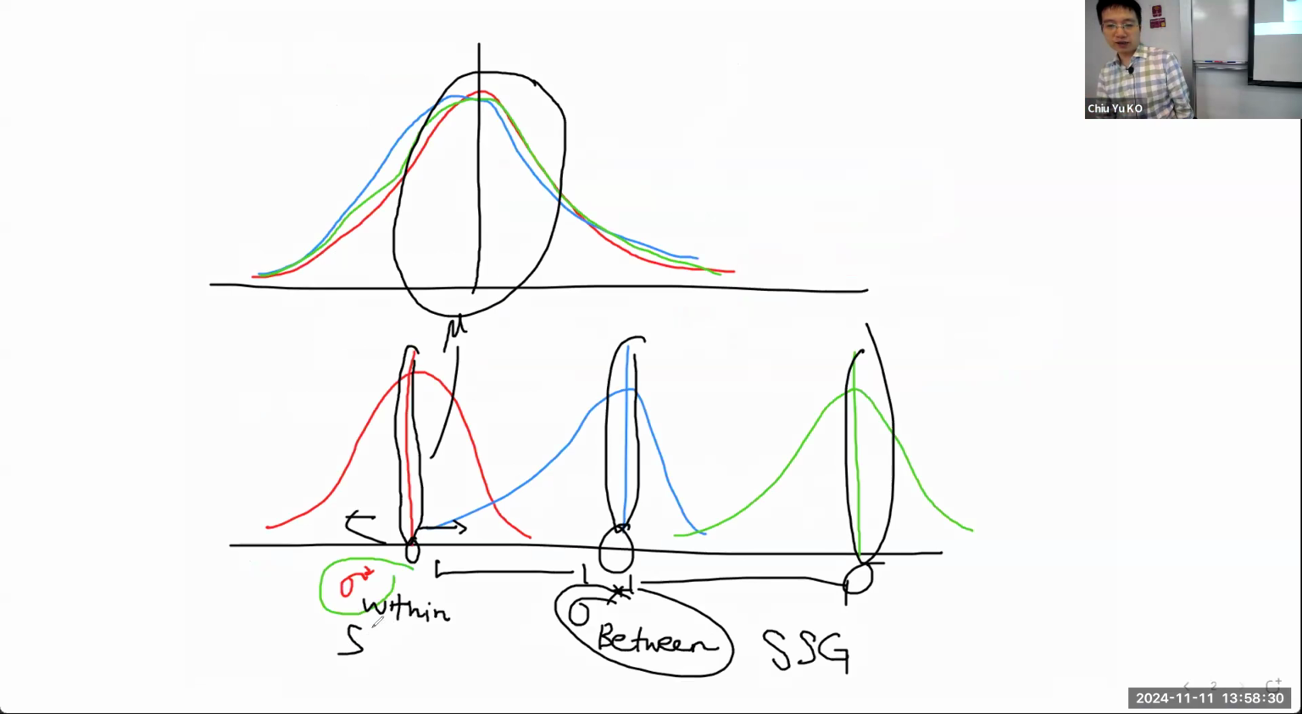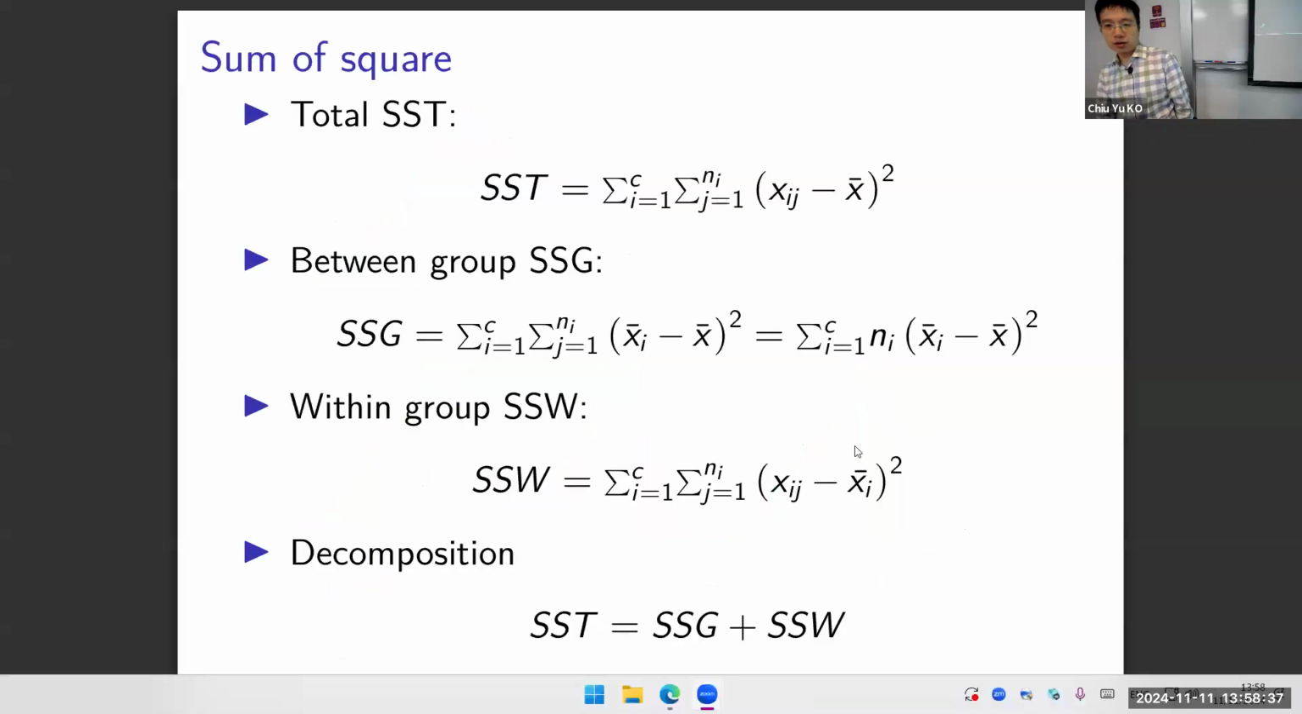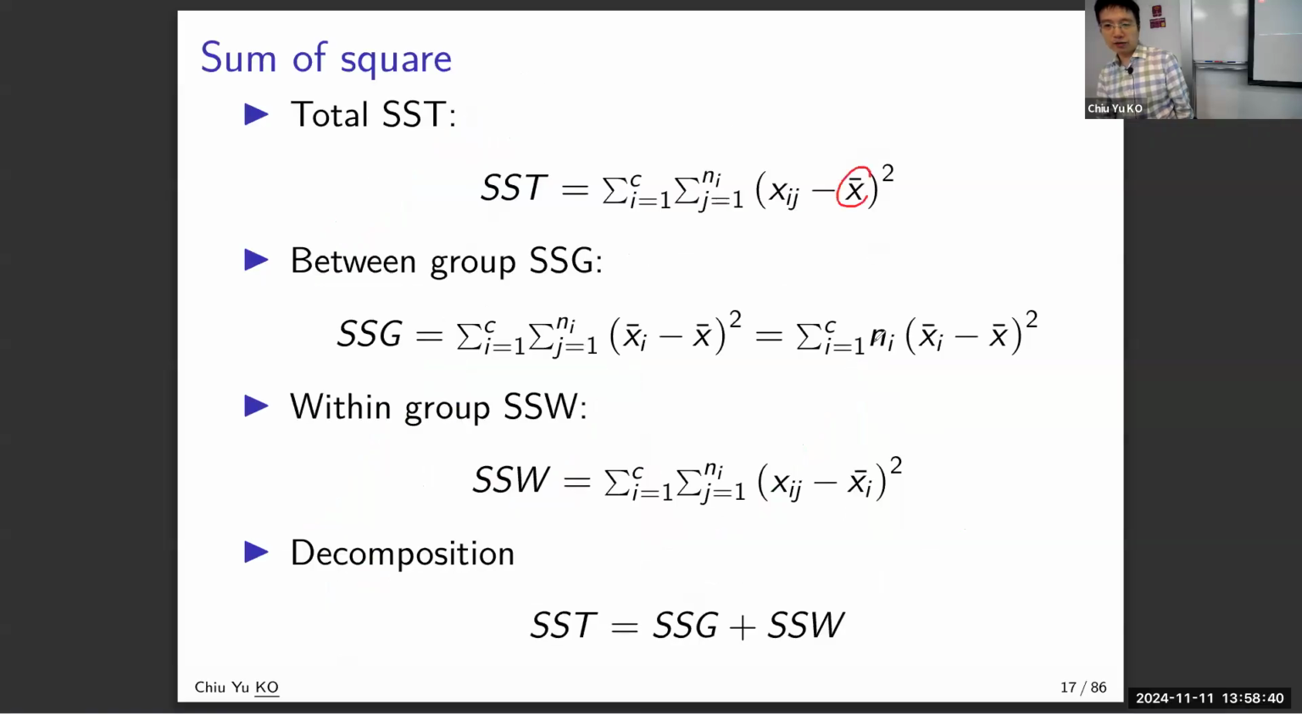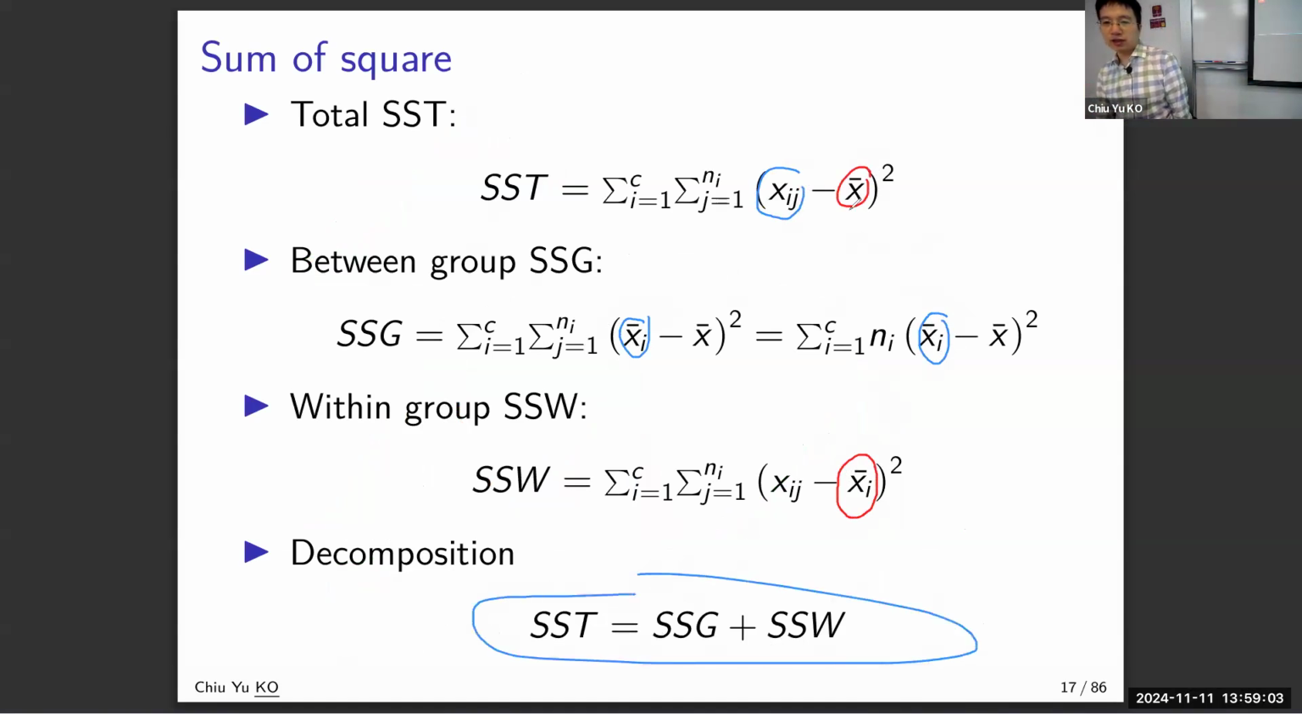Is this part SSW? Okay, the formula comes from the fact that instead of looking at this one, you replace it by each group mean, right? So SSG replaces the observation by its group mean, and you do the same thing for this model. That is how we replace this. One is measuring variation between and the other within. So by construction, this one will be equal to these two added together.